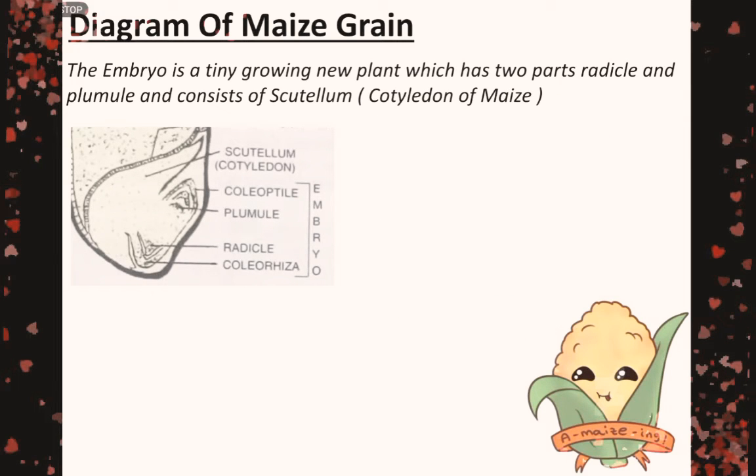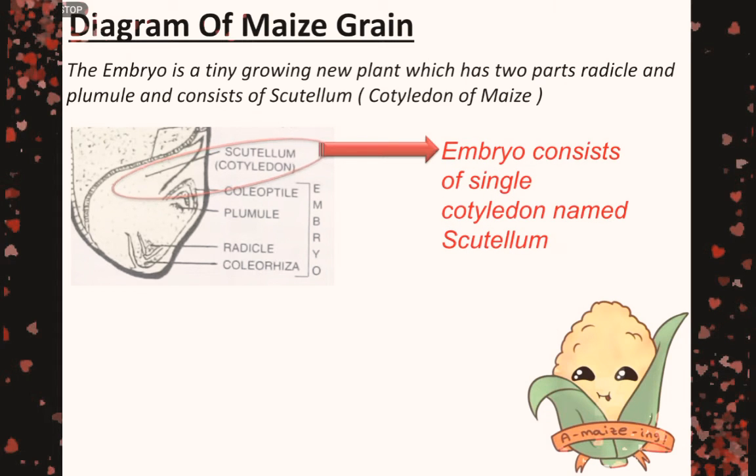The embryo is a tiny growing new plant which has two parts, radicle and plumule, and also consists of a cotyledon, that is scutellum. Embryo consists of a single cotyledon named scutellum, right? Remember scutellum.